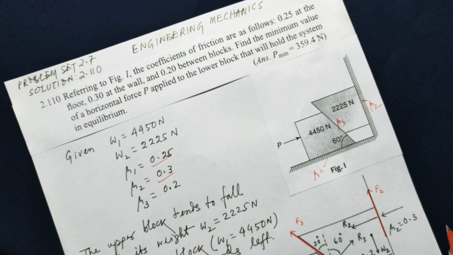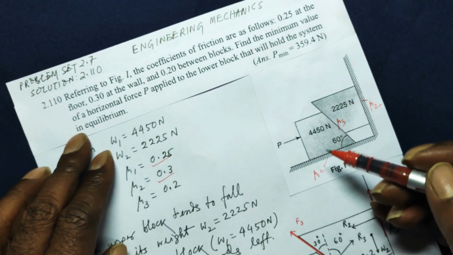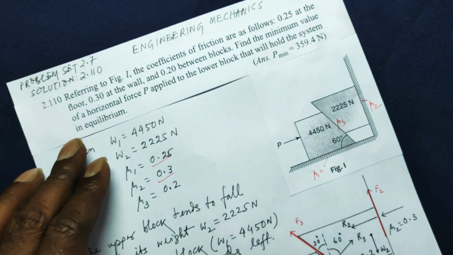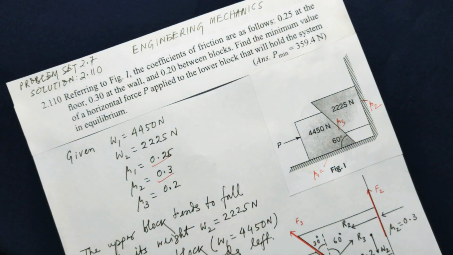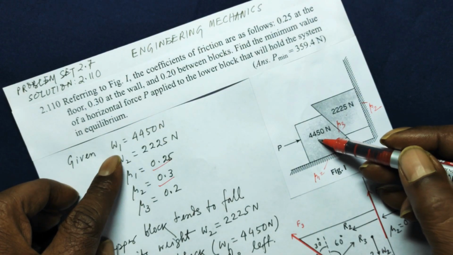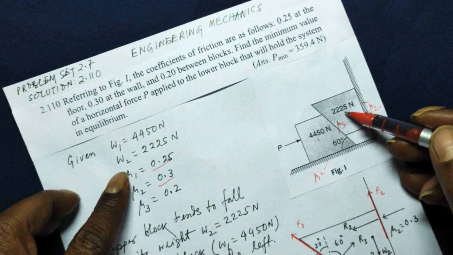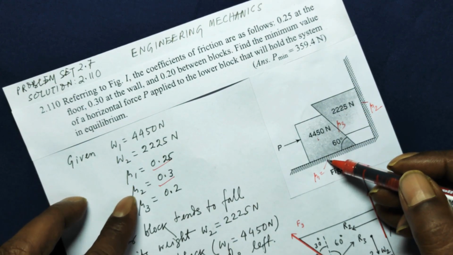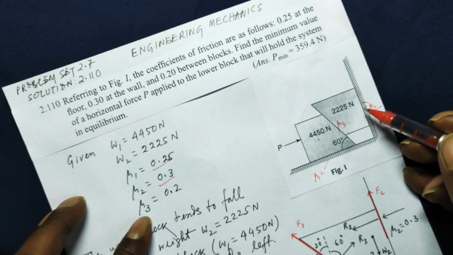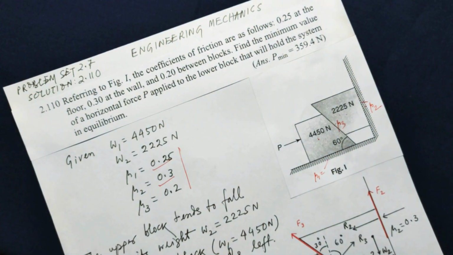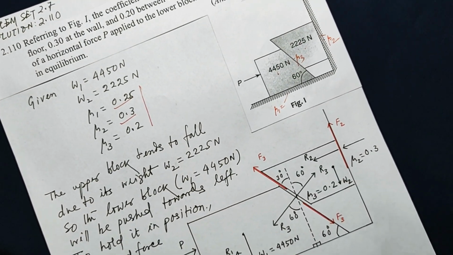Now, find the minimum value of the horizontal force P. This is the horizontal force that we are applying to the lower block that will hold the system in equilibrium. So, what is given: W1 is 4450 Newton, W2 is 2225 Newton, the coefficient of friction here is mu1, here is mu2, and between the blocks is mu3, and the values are given. Now let us understand the problem.